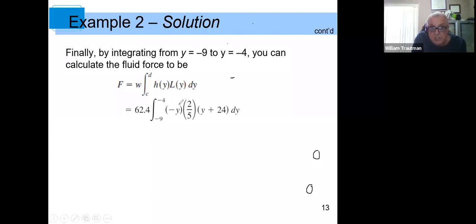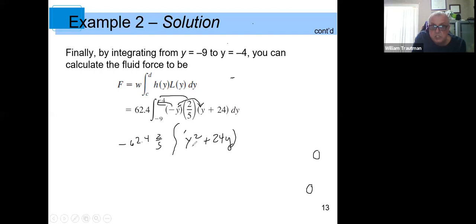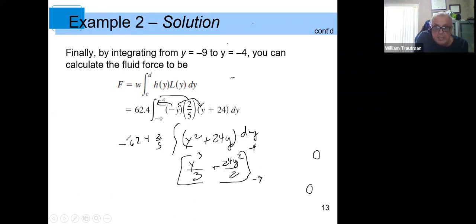If you integrate it, first the 2/5 can go out, 62.4 with 2/5 on the outside. And then we're going to distribute. I think you can take the negative out also. I think that's what they want you to do. So I'm going to take the negative out. So y times y is y squared. Y times 24 is 24y. And now you integrate this with respect to y. You end up with y cubed over 3 plus 24 y squared over 2, integrating from -9 to -4. And this stuff still has to multiply it at the end.